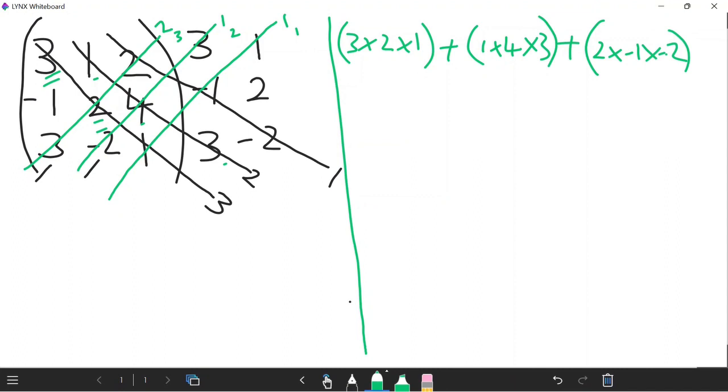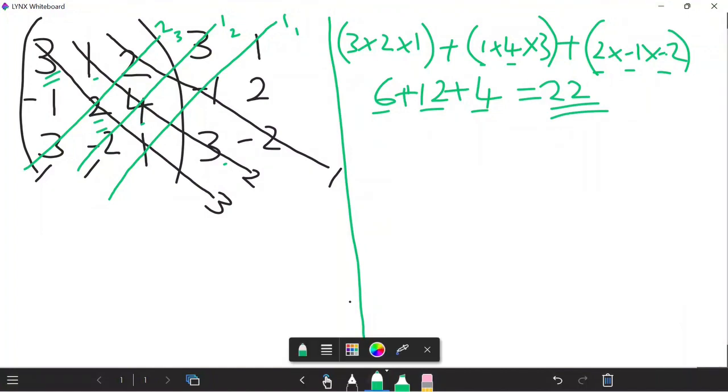We have 3 multiplied by 2, that is 6, multiplied by 1, we have 6. Then you're going to add 1 multiplied by 4, that is 4, multiplied by 3, that will definitely give you 12. Then you're going to add 2 multiplied by negative 1, that is negative 2, multiplied by negative 2. So negative multiplied by negative will simply give you a positive. So that will be positive 4. So when you do that simple calculation, 6 plus 12, that is 18, plus 4, that will give you 22. So the product of the elements in the leading diagonal will definitely give you 22.